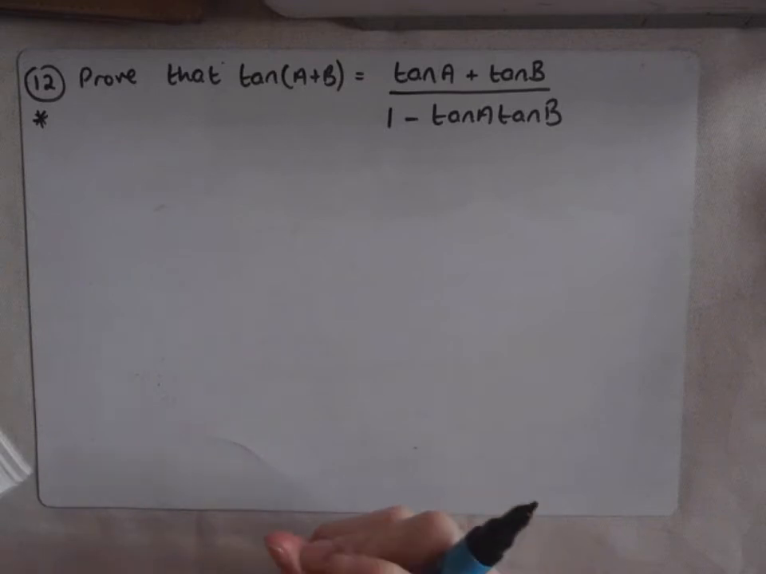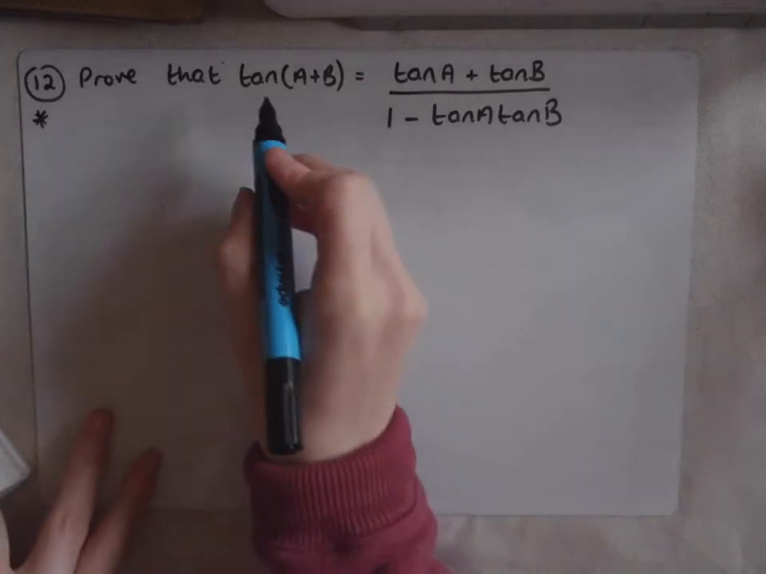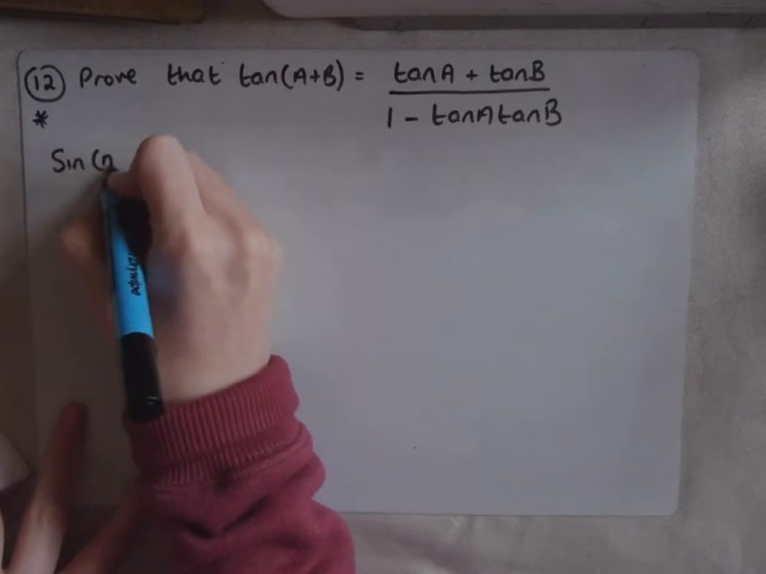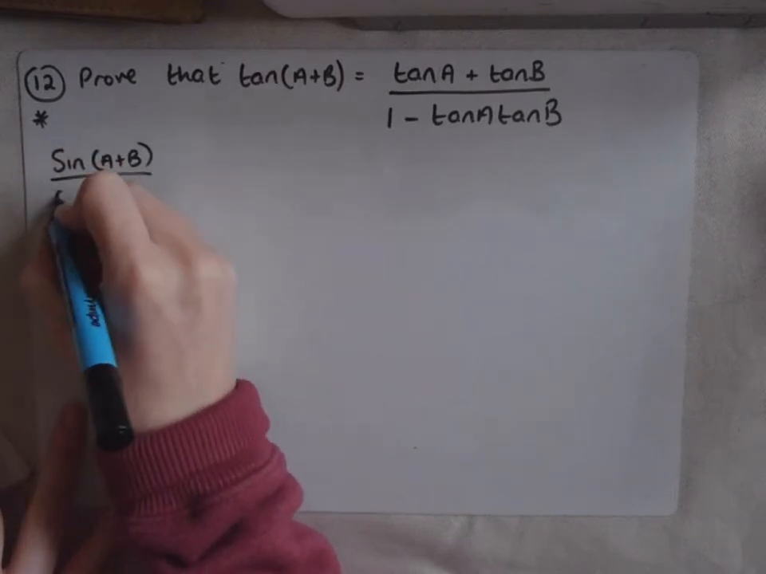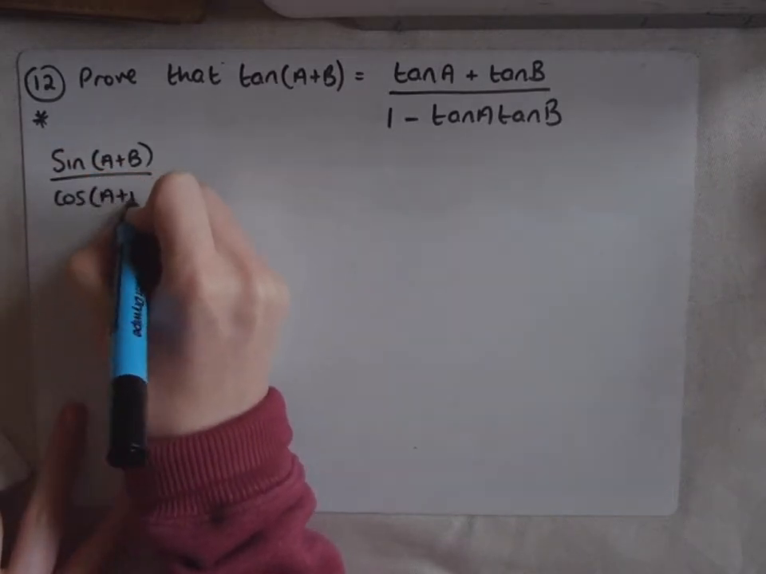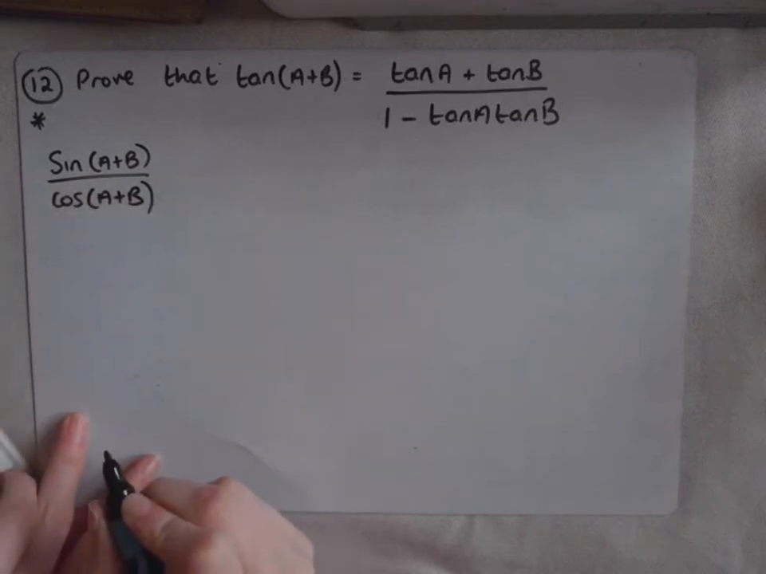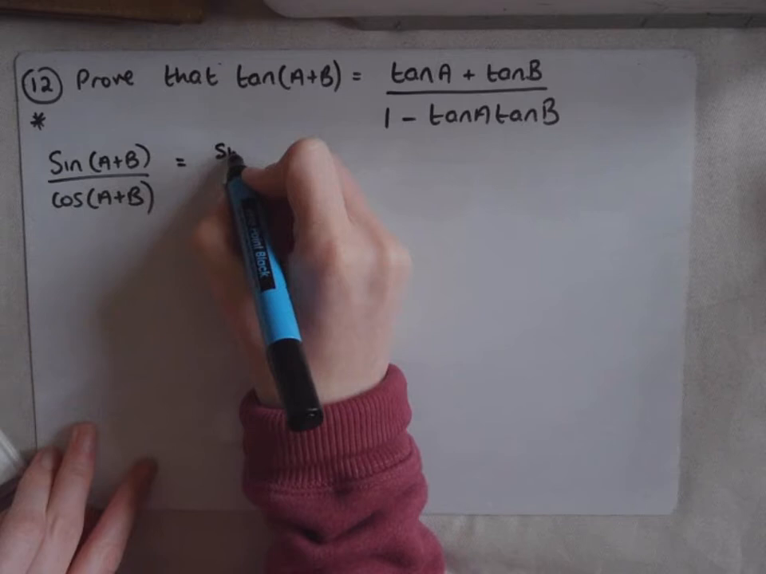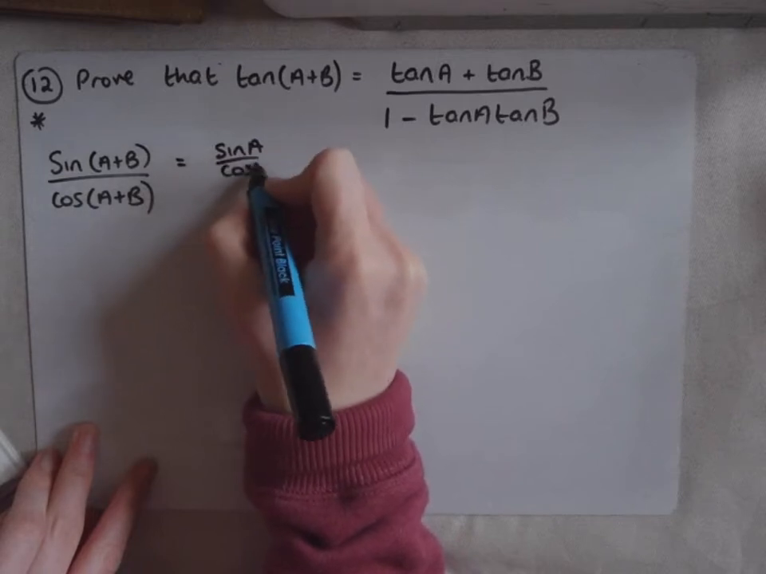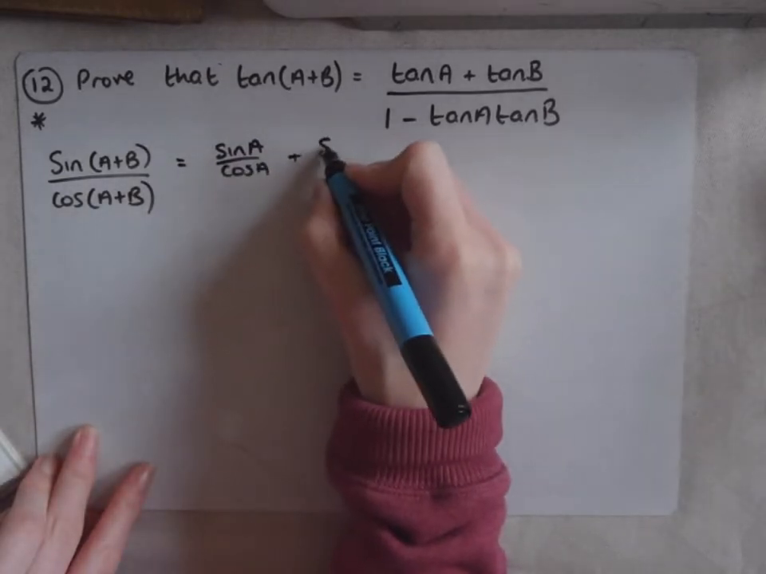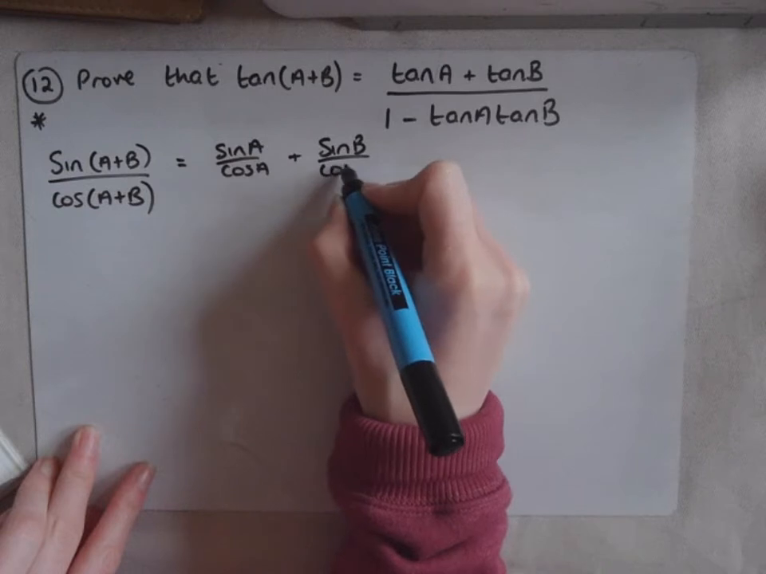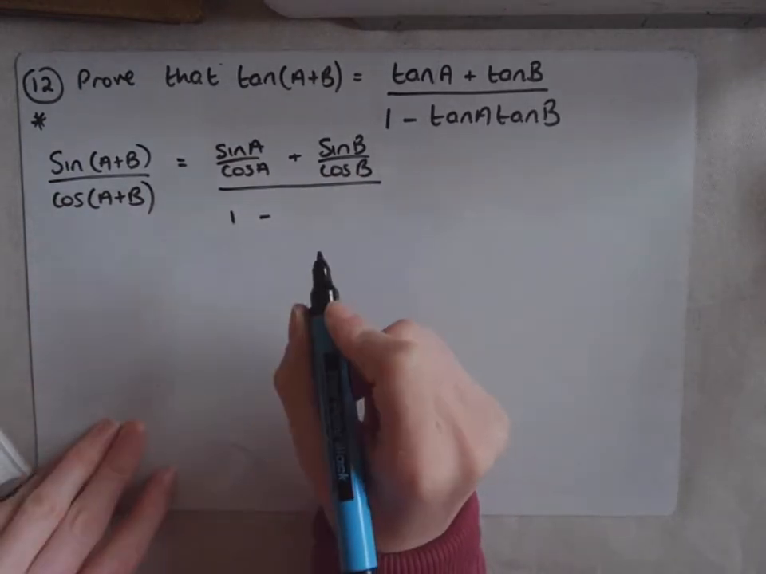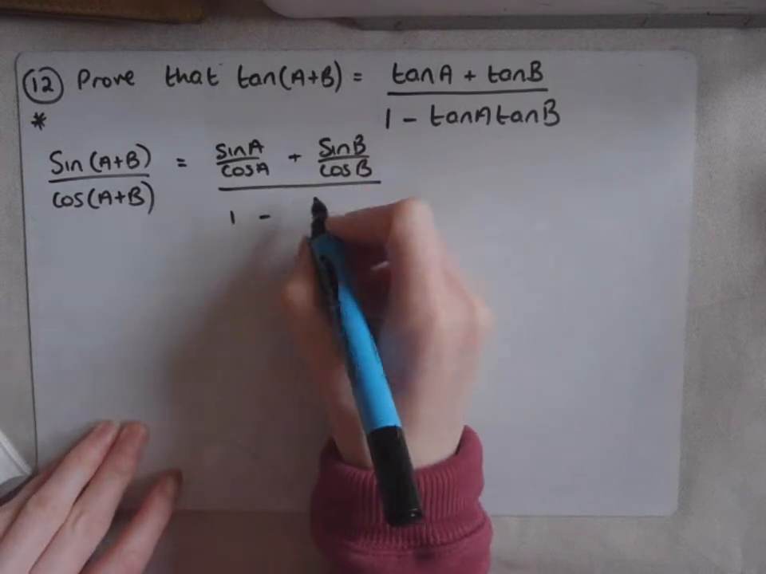Okay? So what we end up with is tan of A plus B is sine of A plus B over cos of A plus B. That's on the left. And on the right we have tan of A, which is sine of A over cos of A, plus sine of B over cos of B, over 1 minus. Okay, I'm just replacing any tan I see with sine over cos.